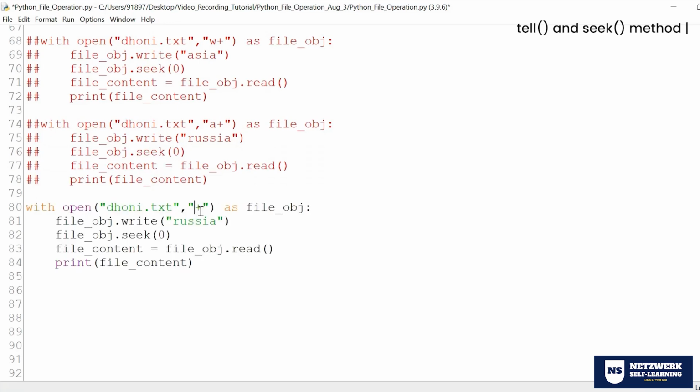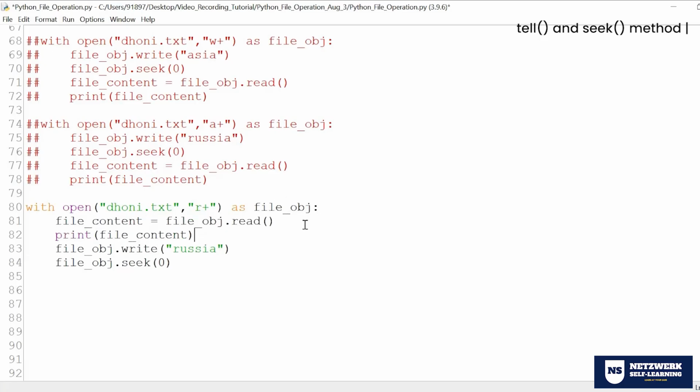What is the next function? R plus. So what you have to do first? You need to read and then you need to write, quite the opposite. Here, seek is not at all needed because R plus is similar to an append operation. The first line is going to read the content, whatever content is there. Once it's done with the reading, the cursor will be blinking at the last letter. When you start writing, it will write from the same place where the cursor is blinking. So Russia will automatically get appended.